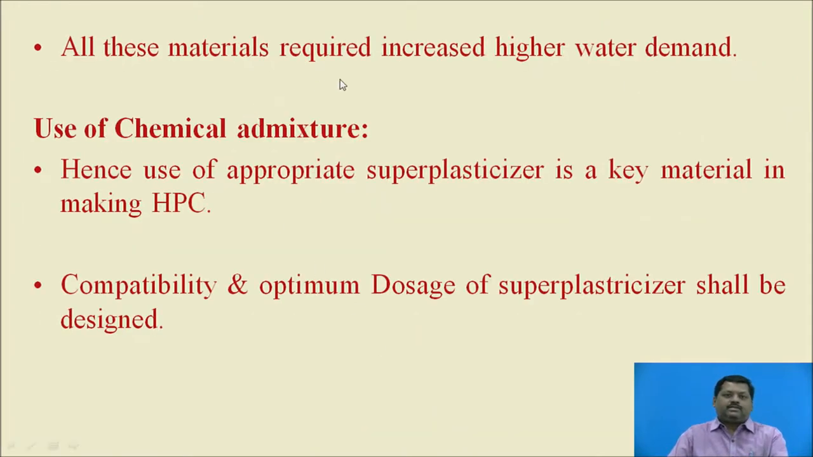Now, all these materials, when cement is used, mineral admixtures are used, and if these three mineral admixtures which were explained earlier are all combinedly used, then the water demand will increase. So, all these materials require increased water demand. In that case, we need to use chemical admixture. Use of chemical admixture is now compulsory in case of HPC. So, chemical admixture, specifically use of appropriate superplasticizer, is a key material in making high performance concrete.